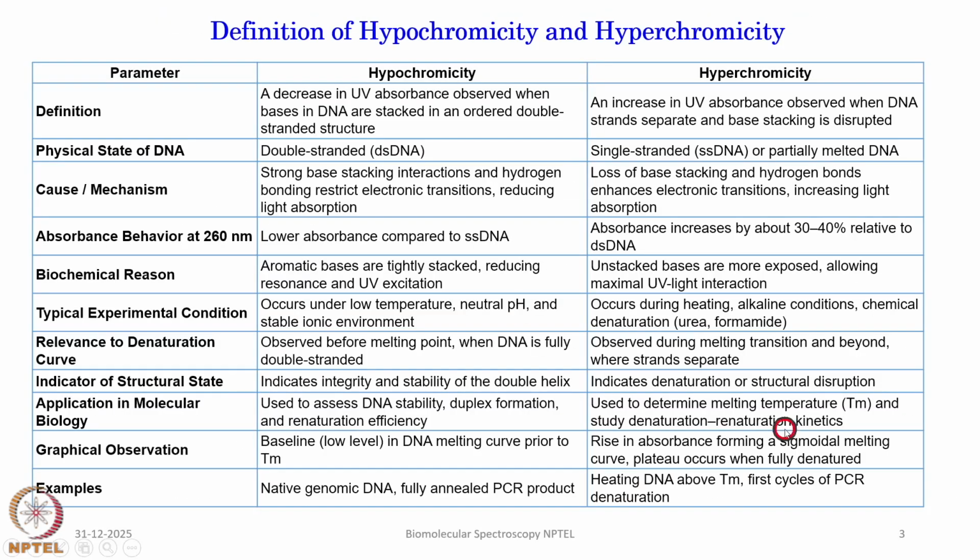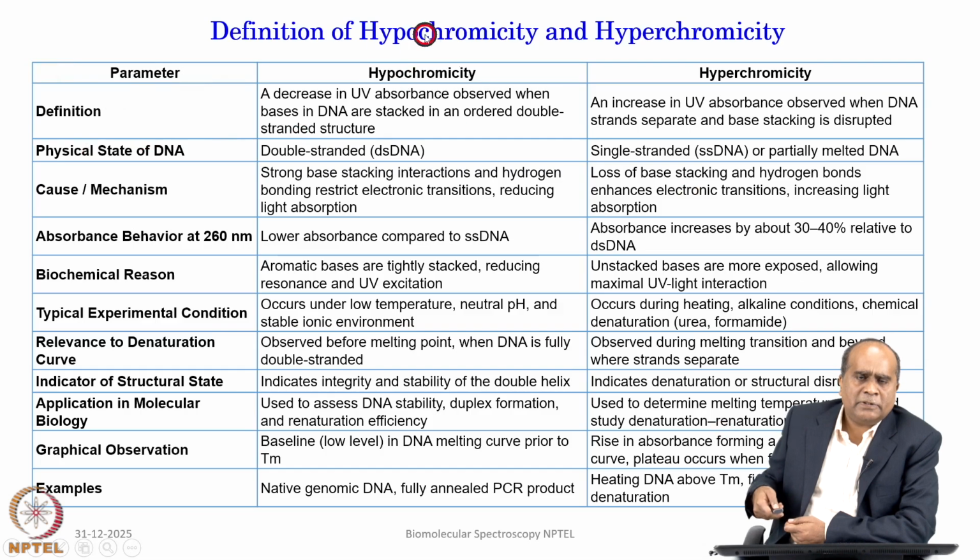So just to catch up on what we had already discussed, the difference between hypochromicity and hyperchromicity. So hypo is a decrease in the UV absorbance; wherever there is a decrease it is hypo, where there is an increase, that is hyper. Hyper happens in single stranded, hypo happens in double stranded, because your base stacking is there, and now the bases are separated here. So this is the characteristic of a double strand, and this is the characteristic of single strand or partially melted DNA.